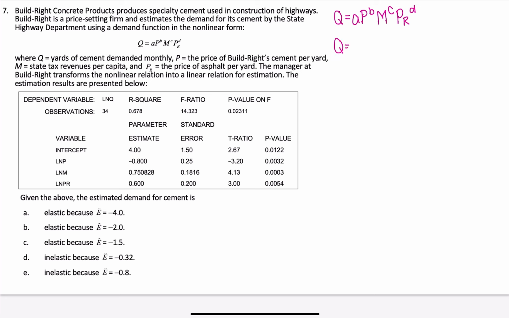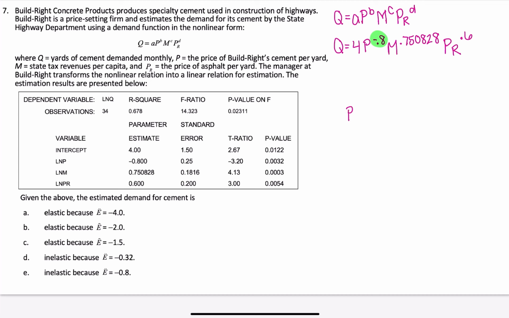So when we substitute in, we're going to have 4p to the negative 0.8, m to the 0.750828, PR to the 0.6. So our price elasticity of demand is going to come from looking at the exponent of our price, which is right here.